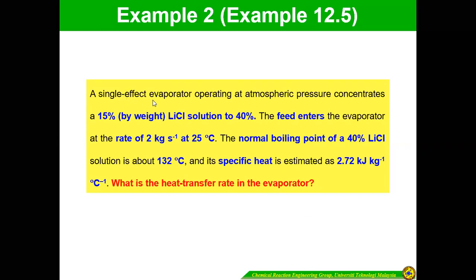A single effect evaporator operating at atmospheric pressure concentrates a 15% lithium chloride solution to 40%. The feed enters the evaporator at the rate of 2 kg per second at 25 degrees C. The normal boiling point of a 40% lithium chloride solution is about 132 degrees C, and its specific heat is estimated at 2.72 kilojoule per kilogram. What is the heat transfer rate in the evaporator? You can refer to this in example 12.5. This is one of the good examples showing that we have to draw a hypothetical path diagram before you solve this problem.